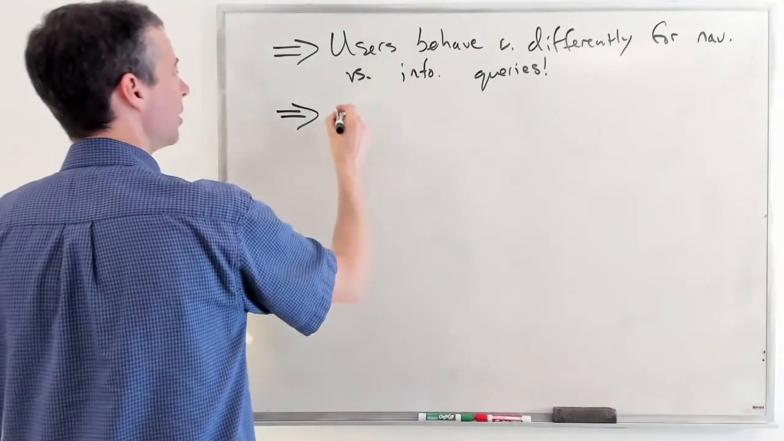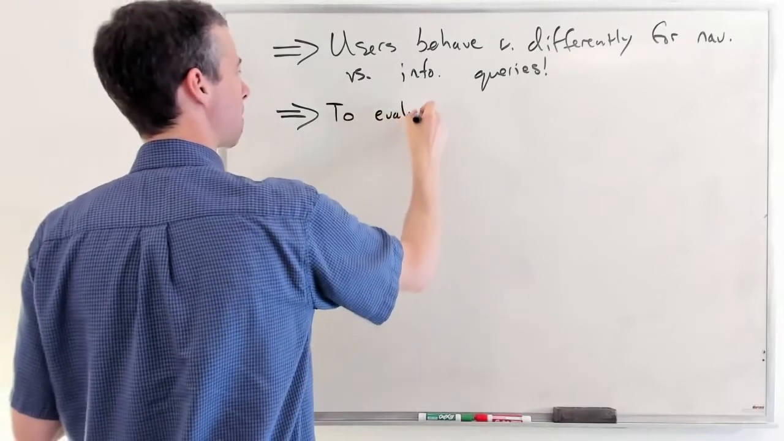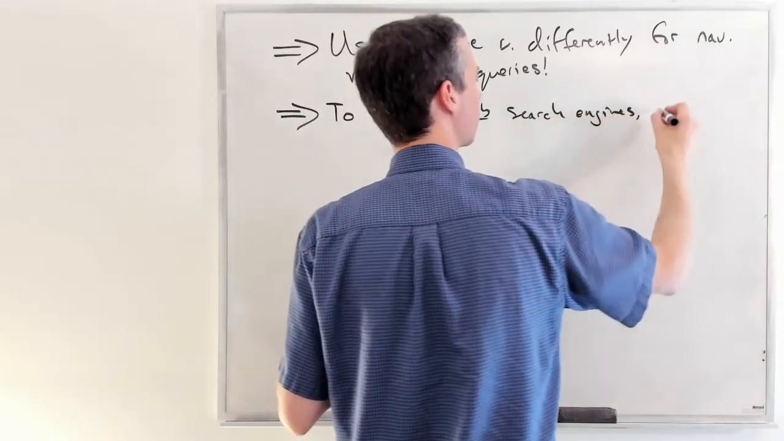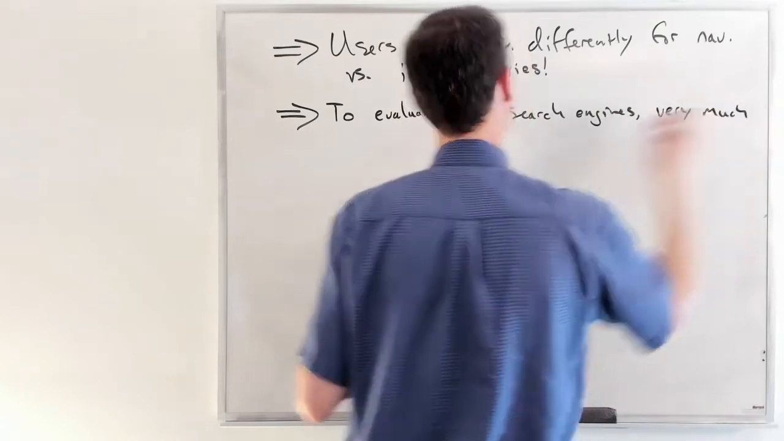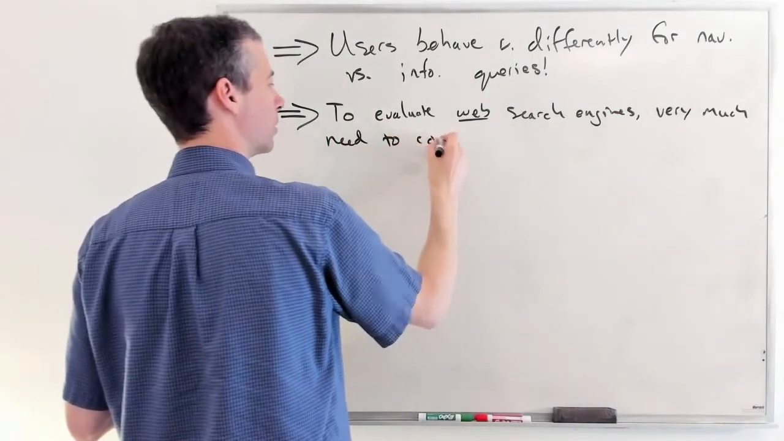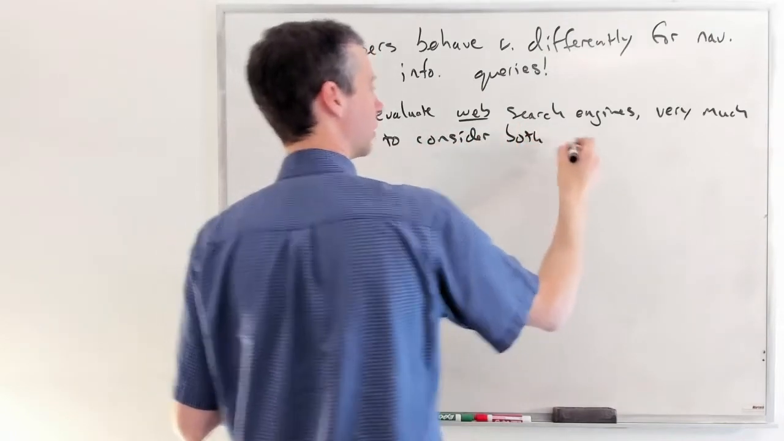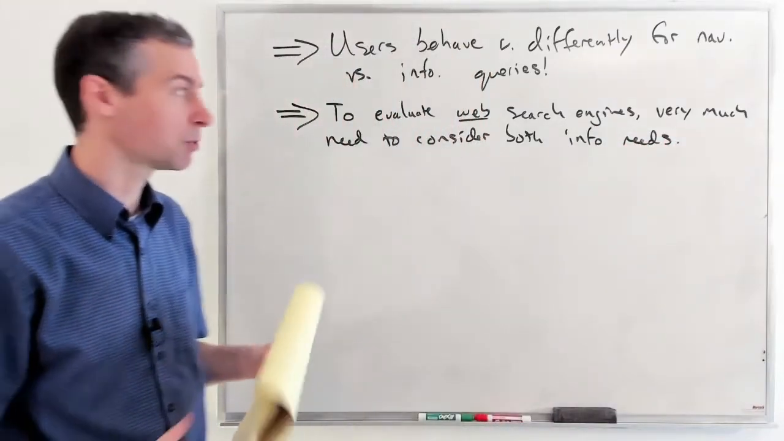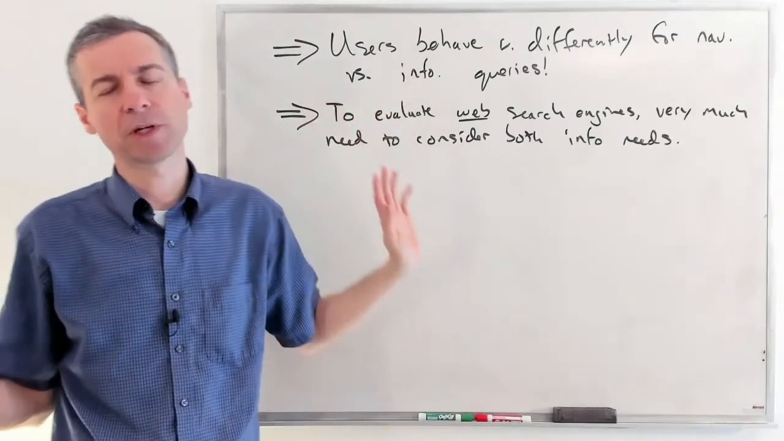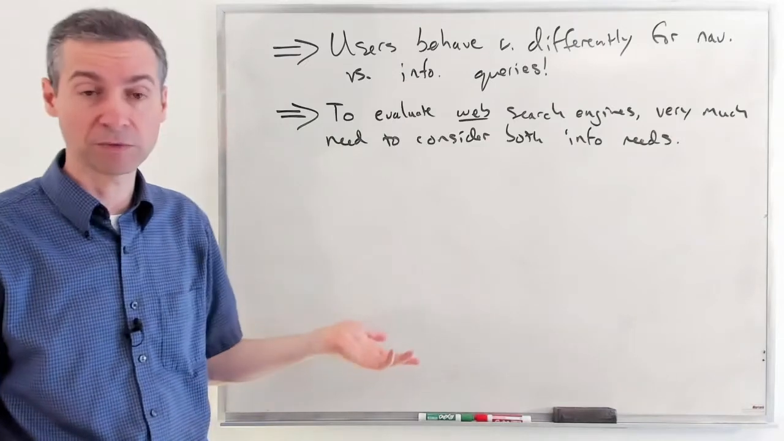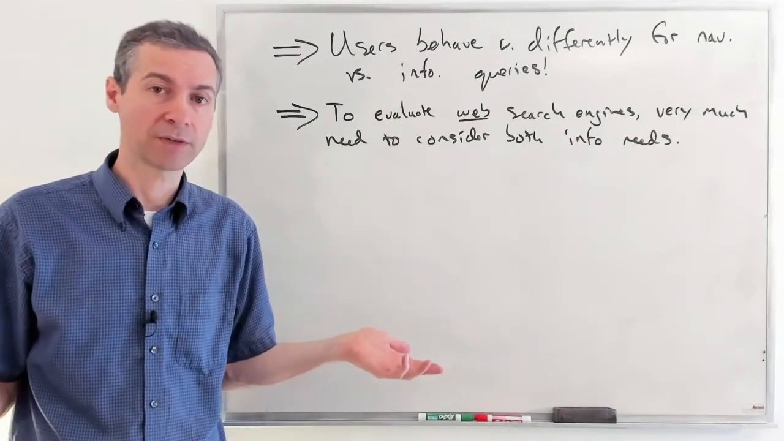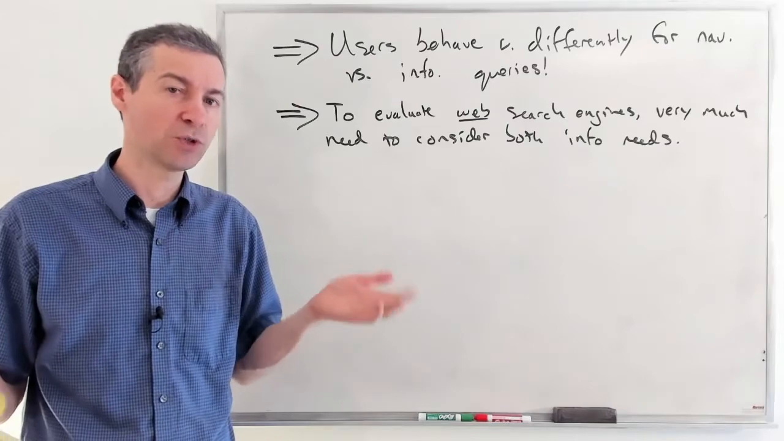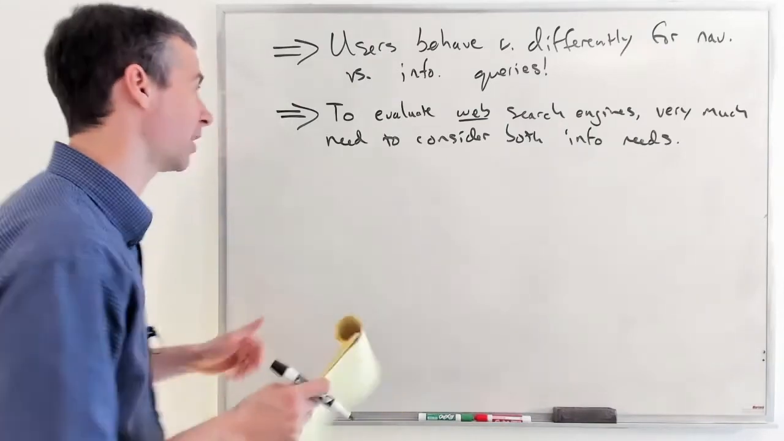Thus, that means, to evaluate web search engines, you very much need to consider both info needs when you're going to evaluate and measure and make predictions. So you can't just say, oh, I'm going to only build my search engine for informational queries, and leave out that 54% of other navigational queries and not even find out how well you're doing on them. I think users, if they're using them so much, you'd better do those right. You better get them right.